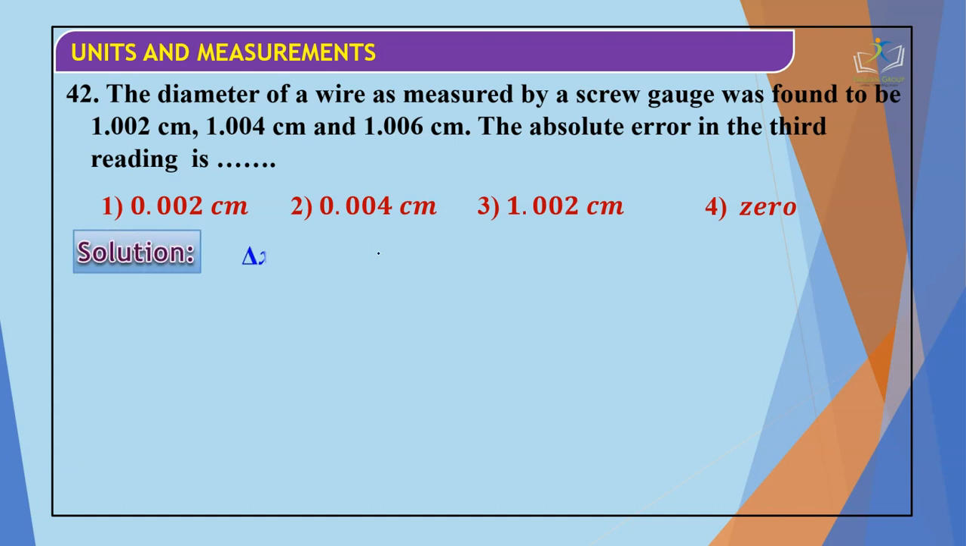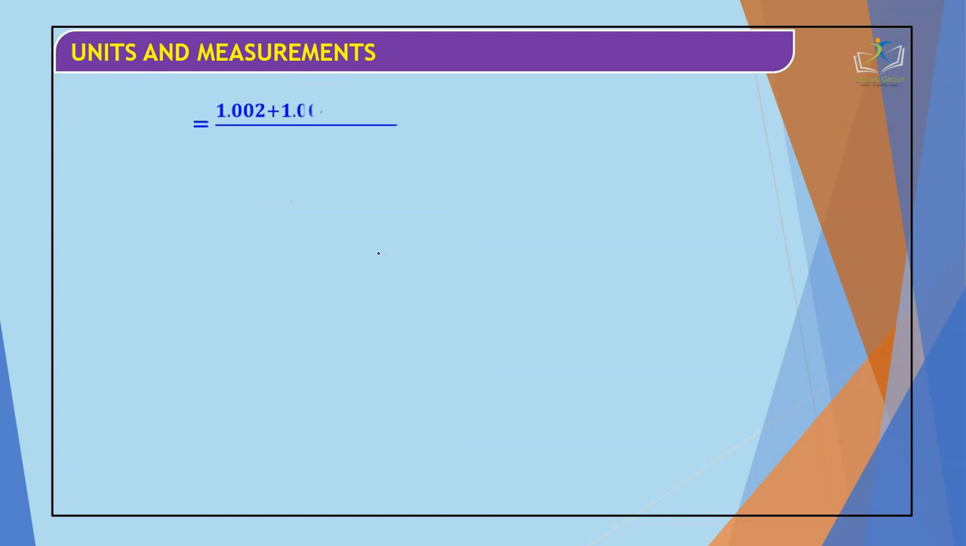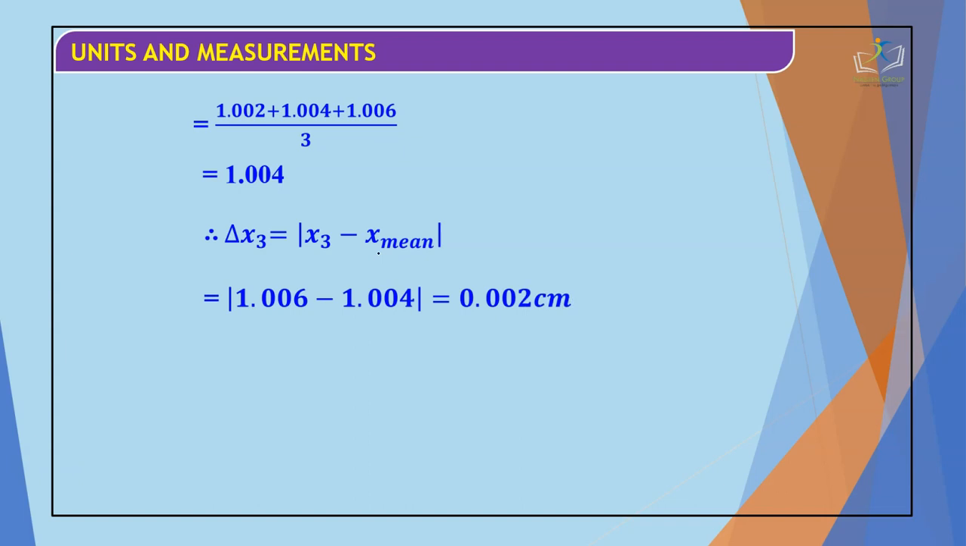The solution we have: delta x3 is equal to x3 minus x mean. Given that x1 is equal to 1.002 centimeter, x2 is equal to 1.004 centimeter, x3 is 1.006 centimeter. So x mean is equal to x1 plus x2 plus x3 by 3. Putting all these values here, after solving we receive 1.004. Delta x3 is x3 minus x mean. So we put all these values, get the result 0.002 centimeter, which is option 1.